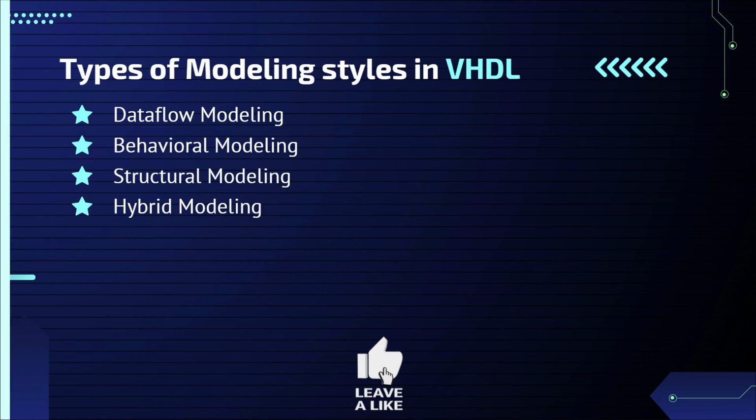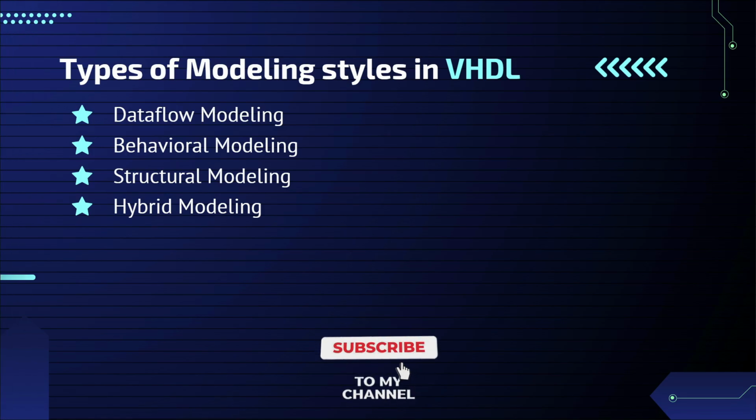Now let's quickly jump into the types of modeling in VHDL. There are different ways to write a VHDL program called modeling styles. The main types are: data flow model, which uses simple logic equations; behavioral model, which uses conditions and processes; and structural modeling, which uses components like real circuits. Each type has its own use case. Hybrid modeling is not supported in VHDL. So now let's look into each and every model one by one.